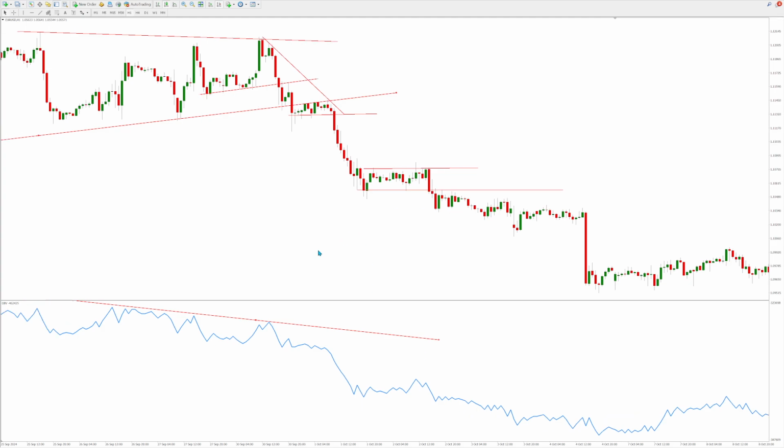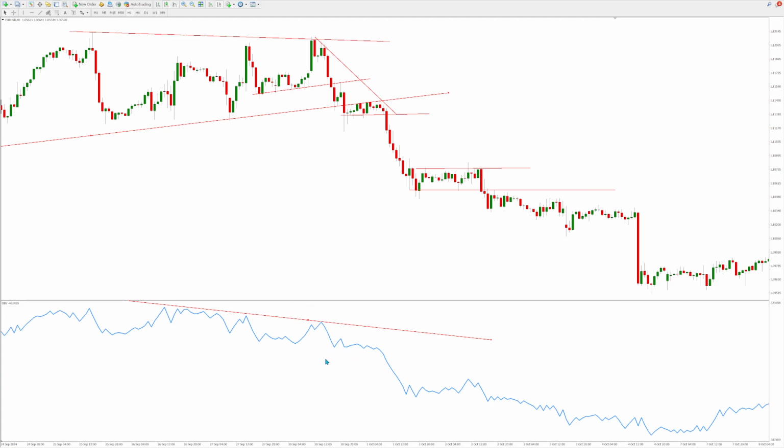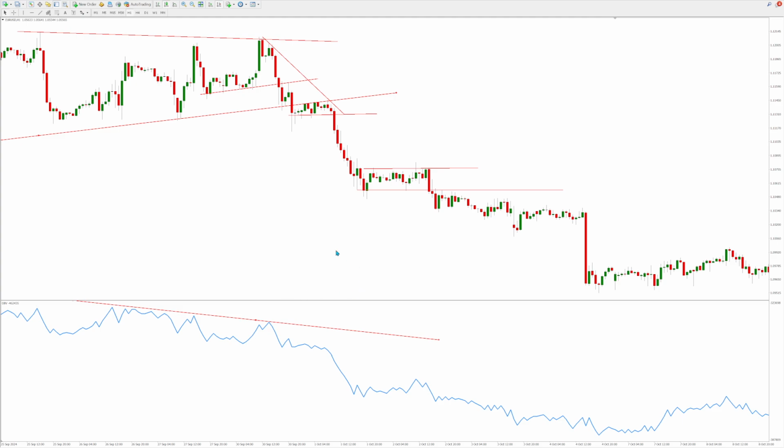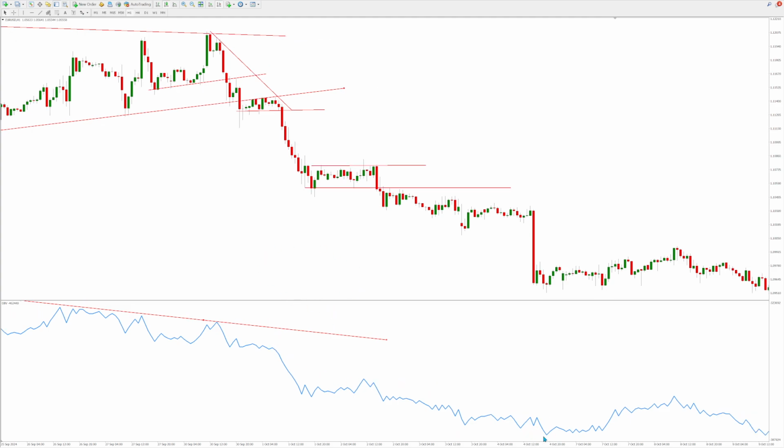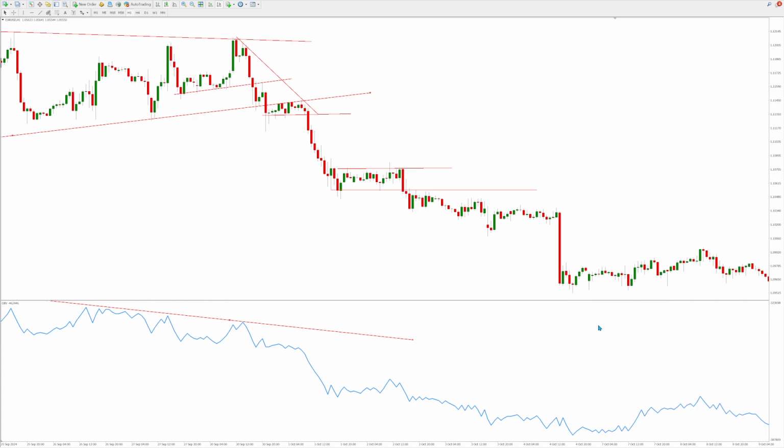Yeah, and that's it really. It's simple as that. Just look for the divergence. You can use the indicator for support and resistance, and it can help you avoid selling when price is too low or buying when price is too high. Okay, and as I said, you can use it for support and resistance.